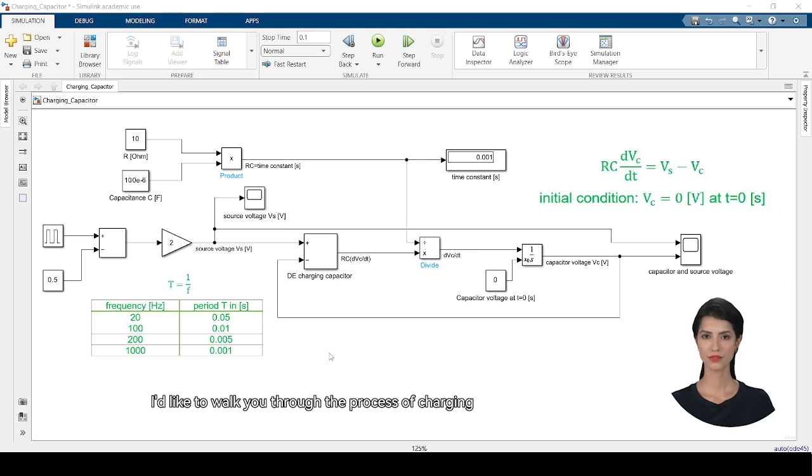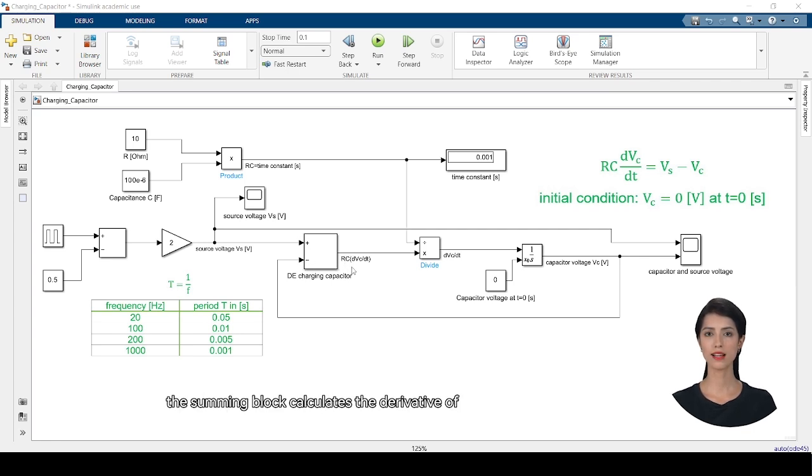I'd like to walk you through the process of charging and discharging a capacitor using the Simulink program, as displayed on the screen. This program solves the differential equation that governs the capacitor's behavior. First, let's look at the summing block, which represents our differential equation.